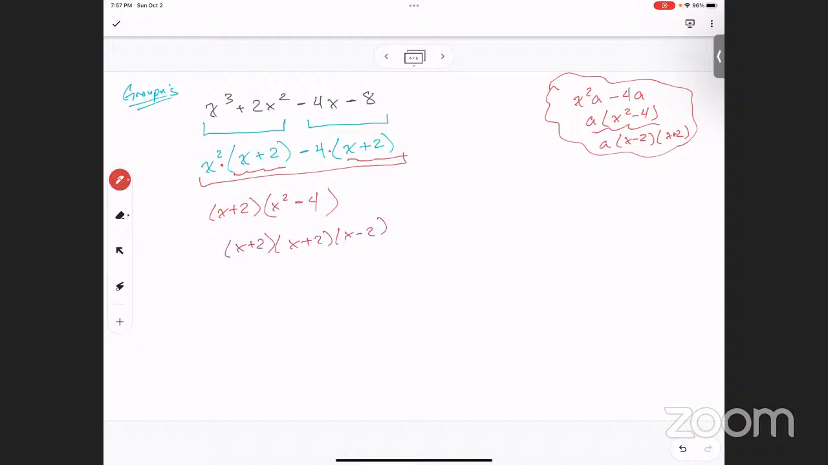Now you can write this in a simpler way, because how can I write this times itself? What does that mean? X squared. X plus 2 quantity squared. Yeah. So that's how your teacher might have it in the answer key, or that's how your teacher might want you to have it. But that's it. Okay, does that make sense?